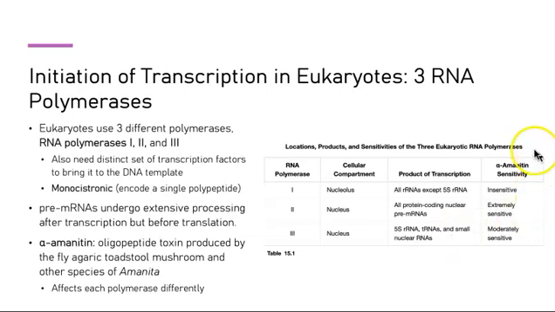Now you may be wondering why I haven't mentioned this column just yet. This column is referring to an oligopeptide toxin that is produced by the fly agaric toadstool mushroom and other species of the Amanita genus. This mushroom was actually used to kill flies. They used to take the mushroom and crush it up, and I believe put it in some milk so that flies would be attracted to it. And then, of course, as they went into it, the toxin would kill them.